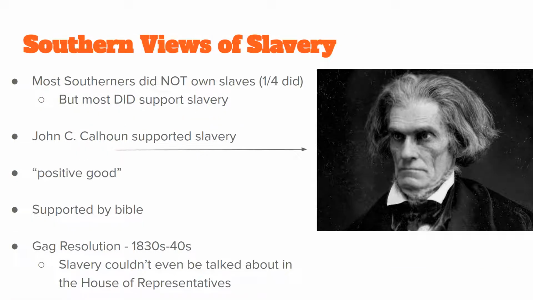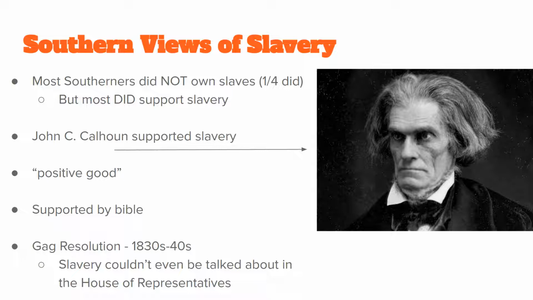As far as how the South is viewing slavery, some of this is a little bit of review, but we need to make sure we understand how the South is viewing slavery at the time. Now, most Southerners do not own slaves. It's important to know that. I think our perception of the South in the early 1800s is that most people owned slaves, but they did not. It was too expensive for most people to own slaves.